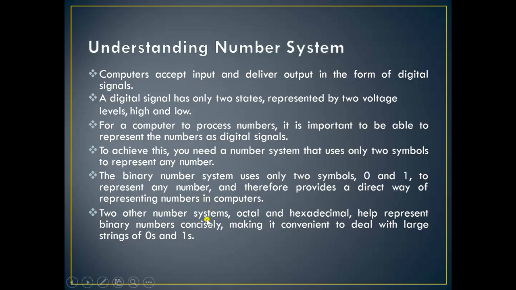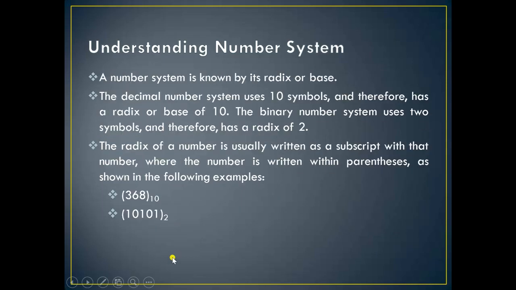Now you have two other number systems, that is octal and hexadecimal, that help represent binary numbers concisely, making it convenient to deal with large strings of zeros and ones. A number system is known by its radix or base. Whenever you see a number and its base, you can easily identify which type this number belongs to, either a decimal number, octal number or hexadecimal number.